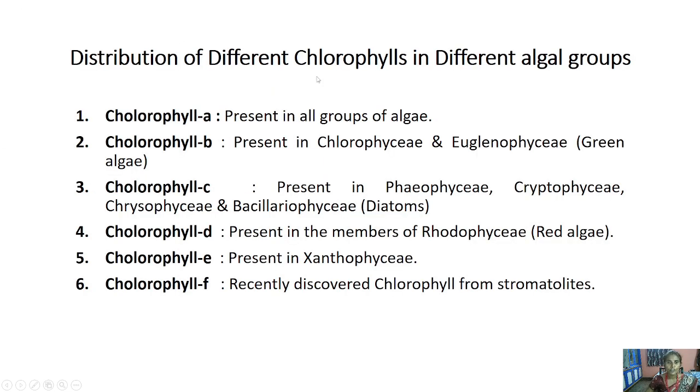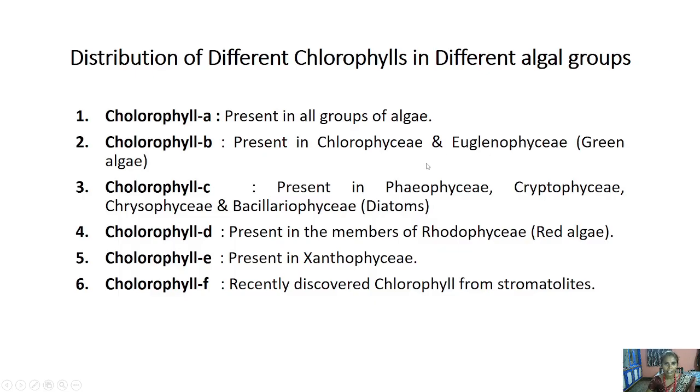Coming to the distribution of different chlorophylls in different algal groups. Chlorophylls are mainly of five types. Chlorophyll A is present in all groups of algae, all classes of algae. Along with this, other pigments occur in various combinations. Then chlorophyll B is present in Chlorophyceae, generally called green algae, and Euglenophyceae.